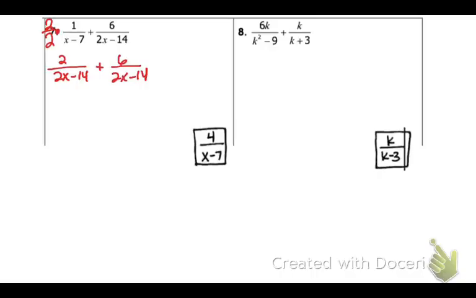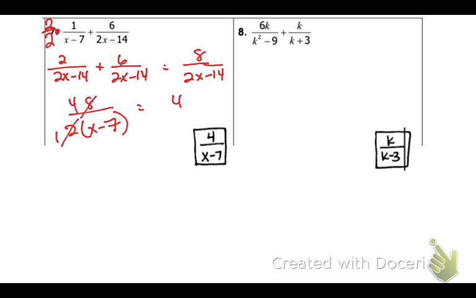Okay, I'm going to go ahead and combine like terms. This is going to be 8 over (2x minus 14). I can factor the bottom. So this will cancel out to a 1. That'll turn into a 4. So I'm left with 4 over (x minus 7). Alright, number 8.